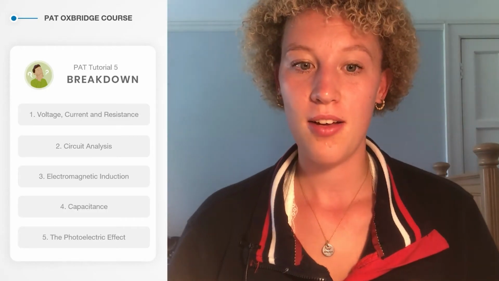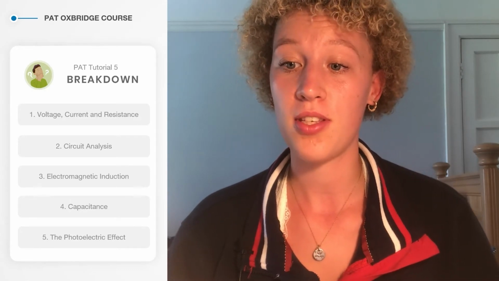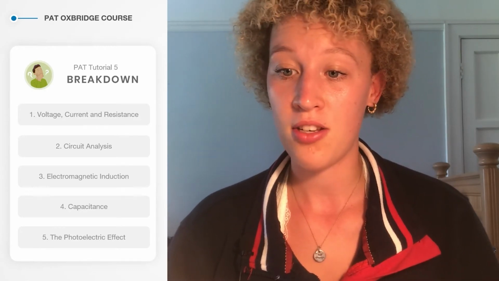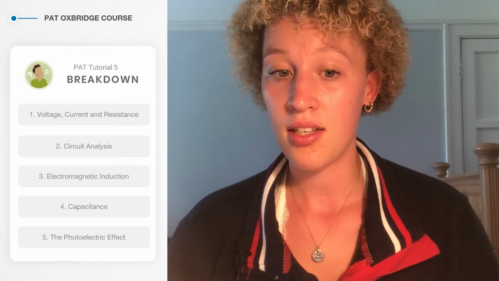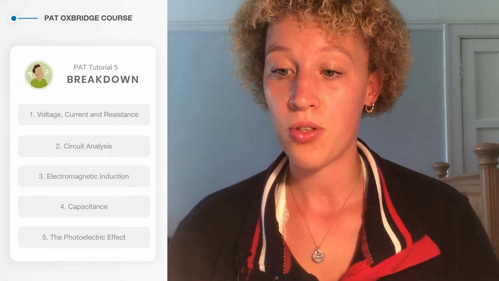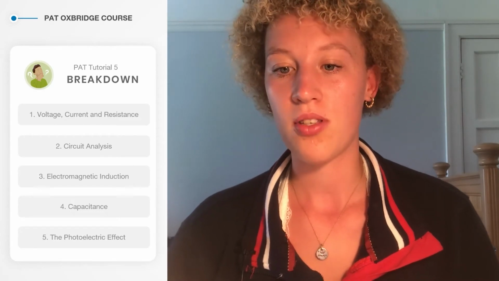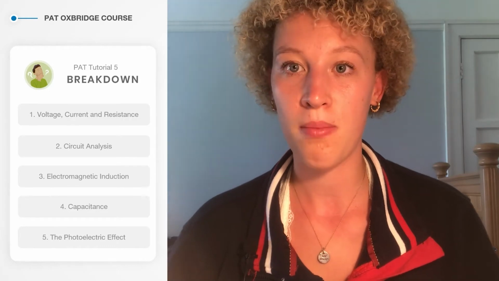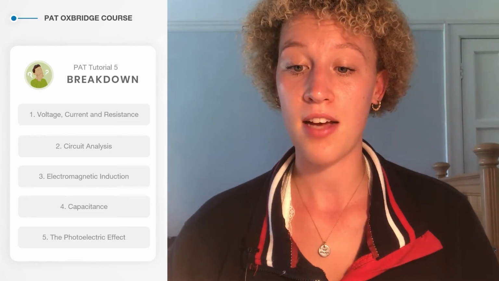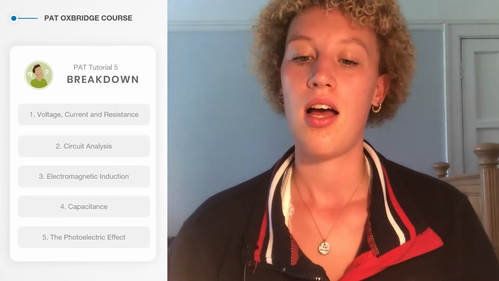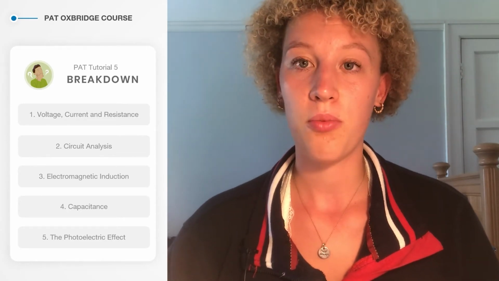This is a quick breakdown on the topics we're going to cover in the tutorial today. We're going to cover voltage, current and resistance, which involves charge, time, energy, power, also some quantum energy levels. Then we're going to have a look at circuit analysis, which involves components and IV characteristics, combining resistors and capacitors. We're going to look at electromagnetic induction, primarily transformers, some capacitance involving charging and discharging and the effect of area and distance between plates, and the photoelectric effect, so photon and photoelectric energy and the work function.